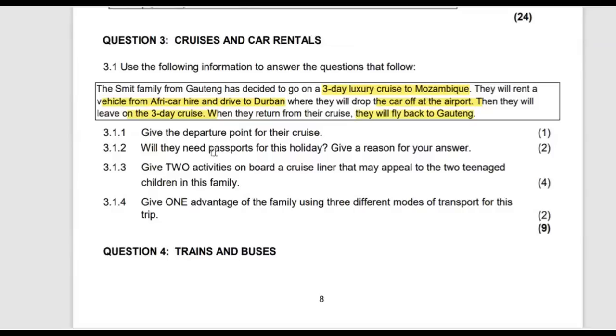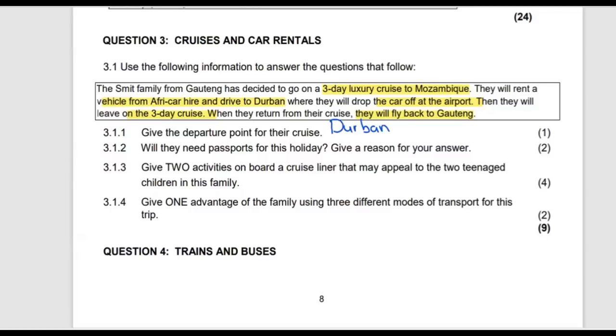Now, the question reads, give the departure point for their cruise. They will rent a vehicle from Africa Car Hire and drive to Durban, where they will drop off the car at the airport. Then they will leave on the 3-day cruise. So the departure point, in this case, will be Durban.